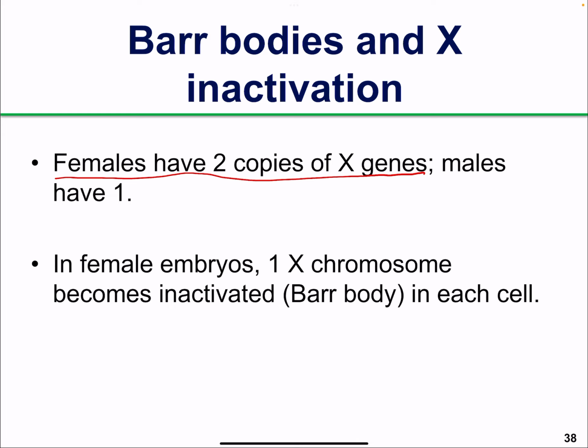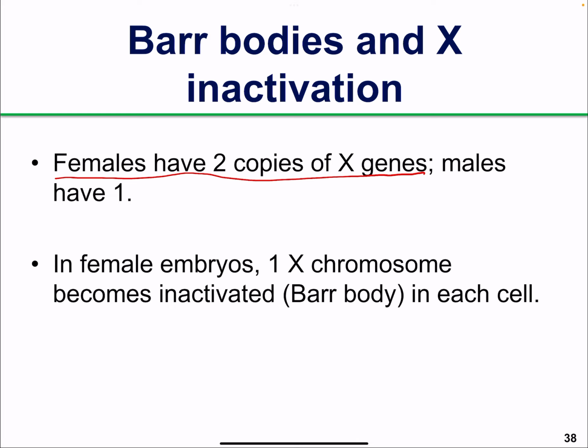Is it the X that the lady received from mom? Is it the X that they received from dad? We don't know. And what is interesting is that in the embryo, because you have many cells, not the same X is silent in all the cells of the embryo. Which means that some embryonic cells are going to have an X that is silent that comes from mom. Some embryonic cells are going to have an X that is silent that comes from dad.